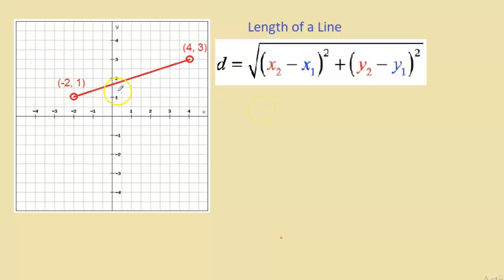Now, before we go to the formula, let us use Pythagoras theorem and see what happens. For us to use Pythagoras theorem, we have to create a right angle triangle. I must create a right angle triangle there. Yes, and then create another triangle line here. So now we have a right angle triangle.